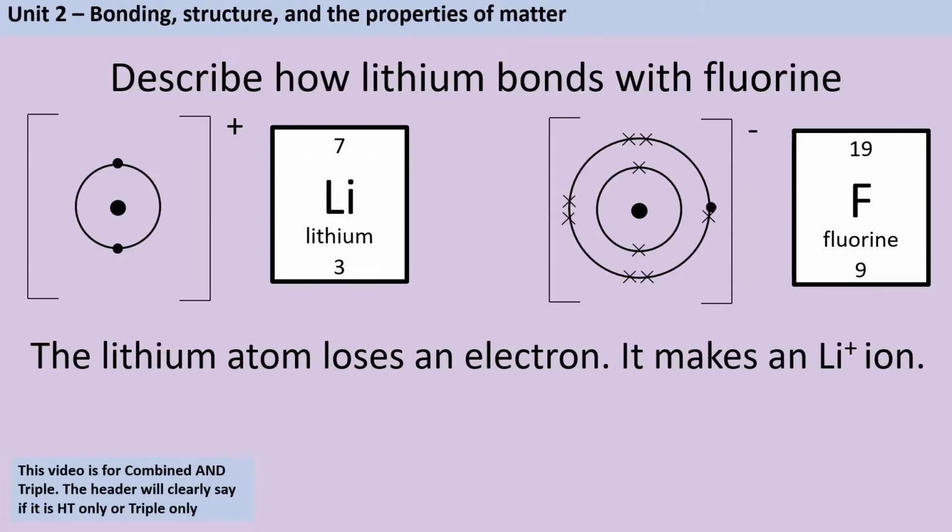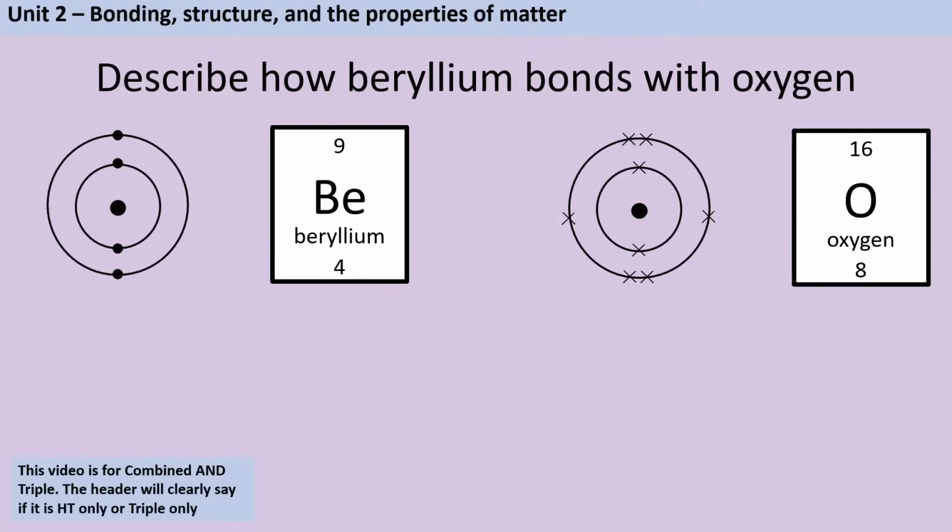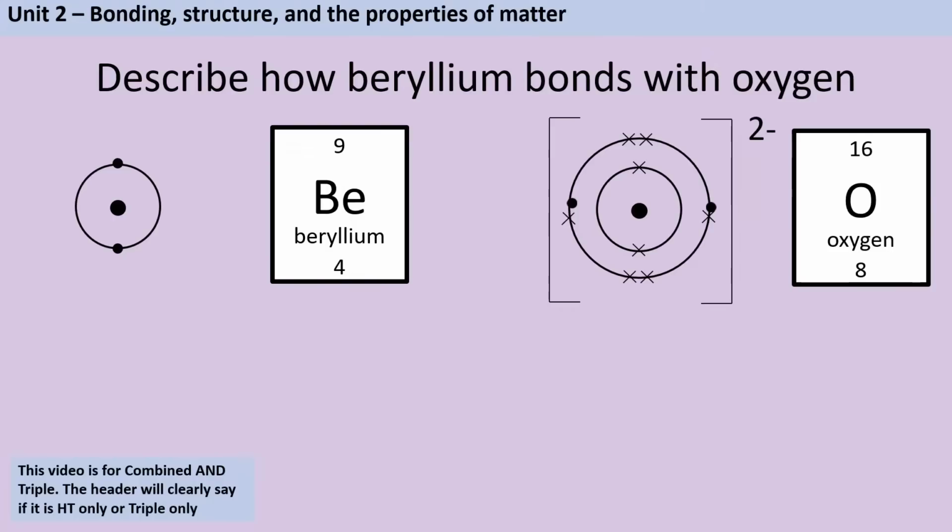So we're going to say the lithium atom loses an electron and it makes an Li plus ion, and the fluorine atom gains an electron and it makes an F minus ion, or a fluoride ion, and that's all you need to do. Likewise, beryllium is in group 2, oxygen is in group 6. So here we would have our beryllium atom giving up both of those outer shell electrons. So we would have an oxide ion with a 2 minus charge and a beryllium ion with a 2 plus charge.